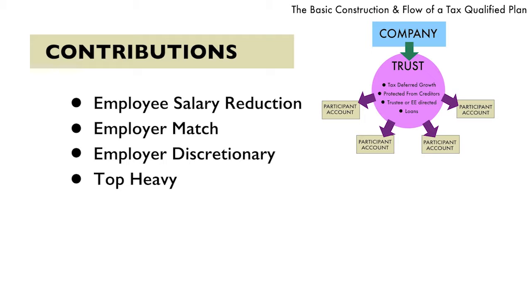Top-heavy contributions are required when the highly compensated employees account for more than 60% of the assets in the trust. Highly compensated employees are owners or shareholders in the business and/or employees with incomes over $120,000 annually. There is also a super top-heavy designation of a plan where 90% of the assets are owned by the highly compensated employees and/or owners of the firm. Lastly, IRA and 401k rollovers can be contributed to the plan. All of these are set up as separate participant accounts for record-keeping purposes.